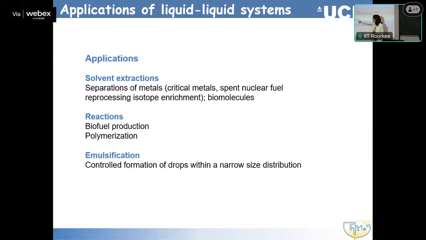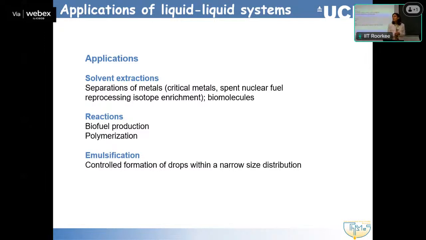But also in microchannels, or small channels, people have done reactions for biofuel production. Again, taking advantage of improved efficiencies, fast mass transfer, polymerization as well. And this is the other area, emulsification. And we are going to be talking about that because one thing that we manage to have in small channels is to generate small drops of controlled or narrow size distribution, which is what you want when you do emulsification.